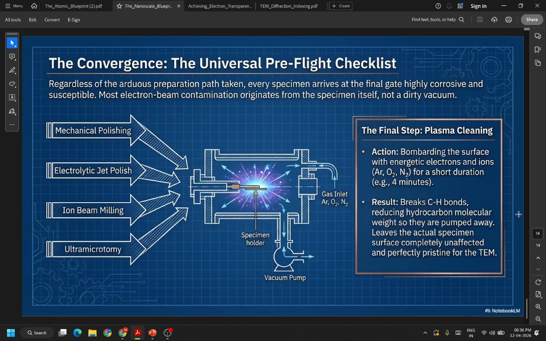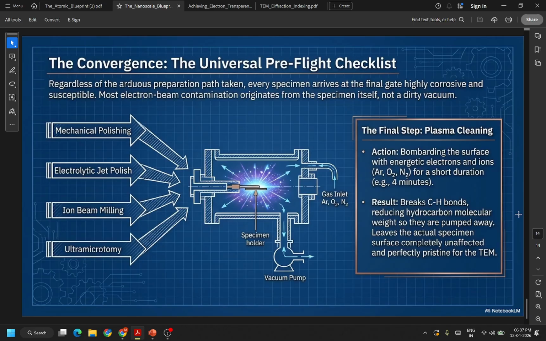So regardless of the arduous preparation part taken, every specimen arrives at the final gate, and it is highly corrosive and susceptible. Most electron beam contamination originates from the sample itself and not a dirty vacuum. So the final step is plasma cleaning.